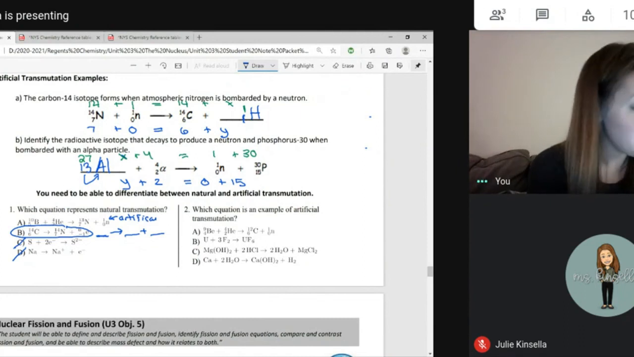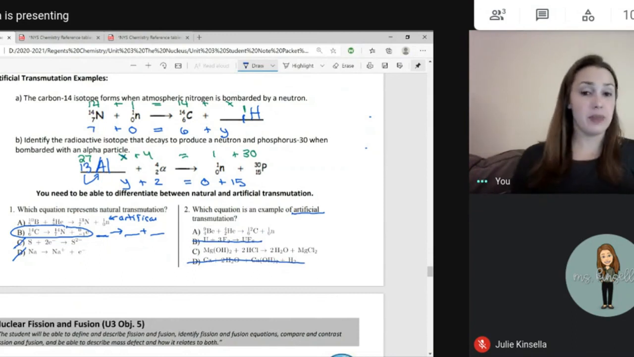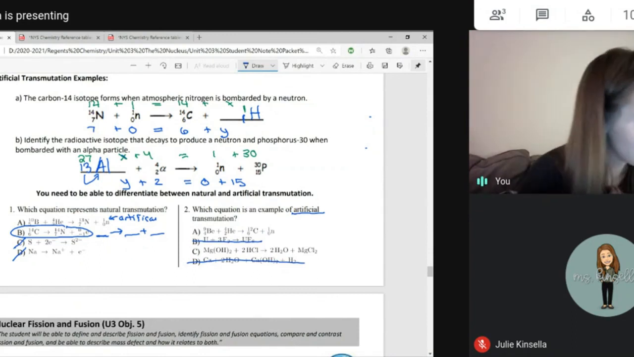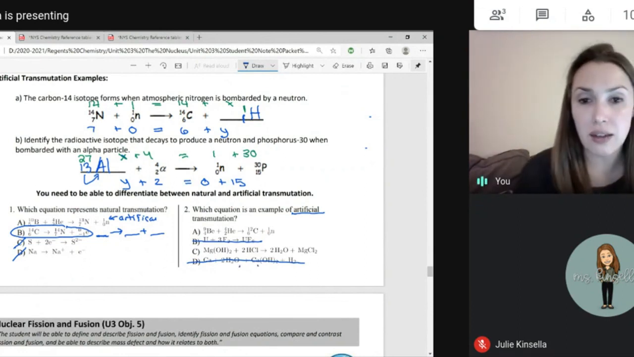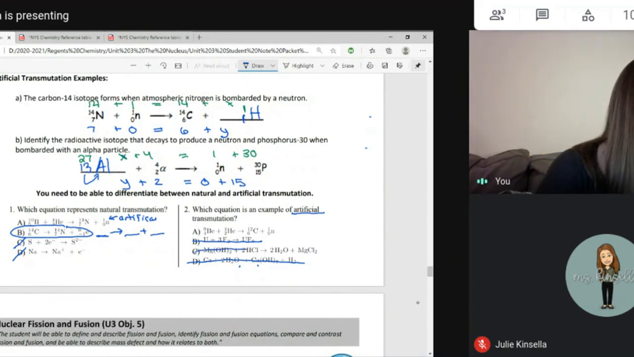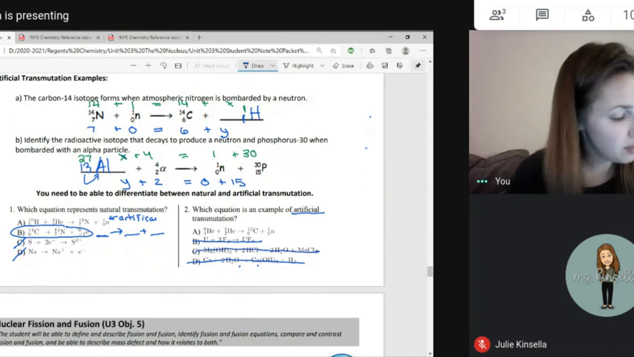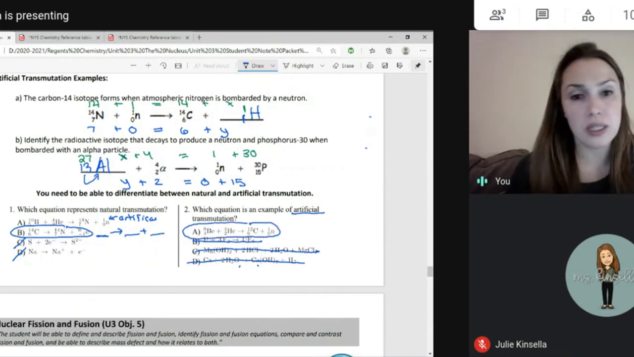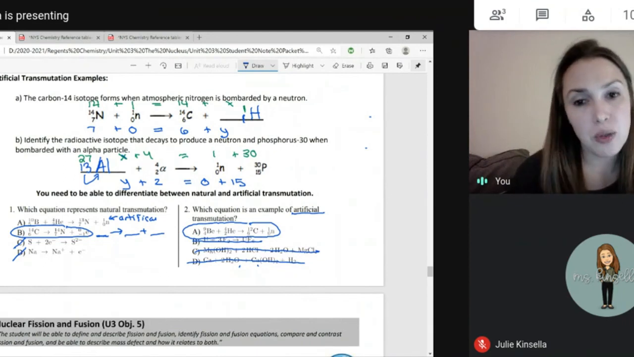All right, which example is an example of artificial transmutation? So again, B and D in this case are just regular chemical equations. There's no transmutation going on. This bottom one, calcium, hydrogen, oxygen, are still calcium, oxygen, hydrogen at the end. So I'm looking at A and C, actually I can cancel out too, sorry. So that leaves you with B in that case. You have beryllium getting hit by an alpha particle, which is what's going to make it artificial, and transmuting into carbon.